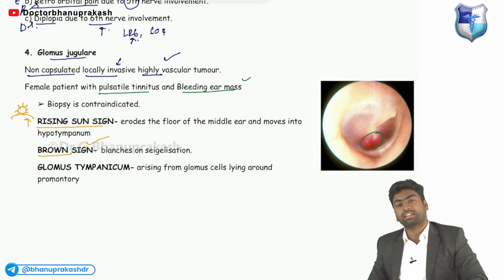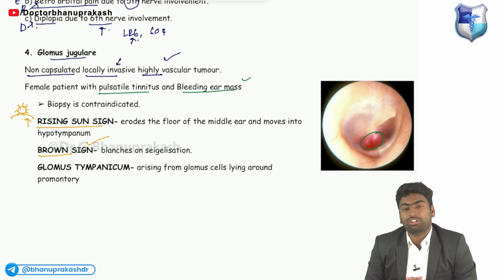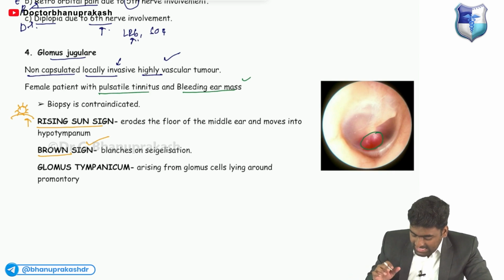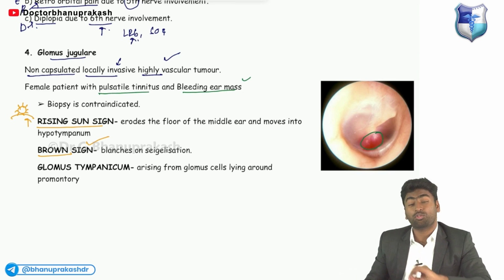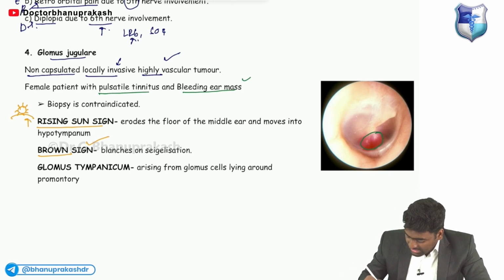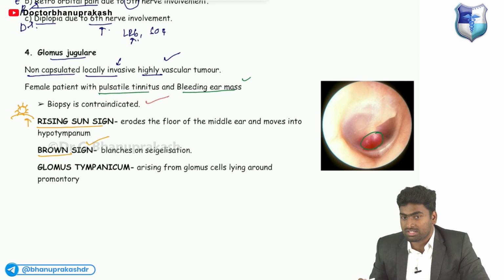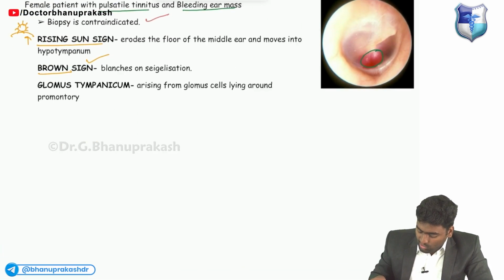So to diagnose this, will you do a biopsy? What will be the answer? A big no. In the case of glomus jugulare, it is a vascular tumor. So here you won't do a biopsy. Biopsy is contraindicated in the case of glomus jugulare. For removal, we will do embolization and we will surgically remove it. That's it about glomus jugulare.